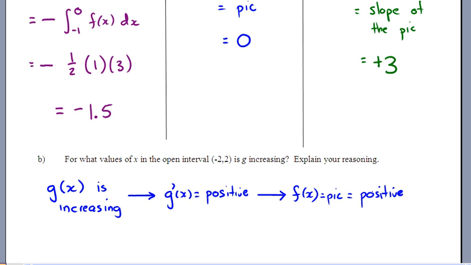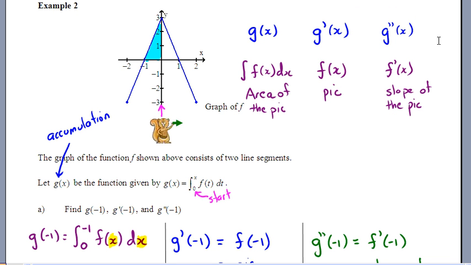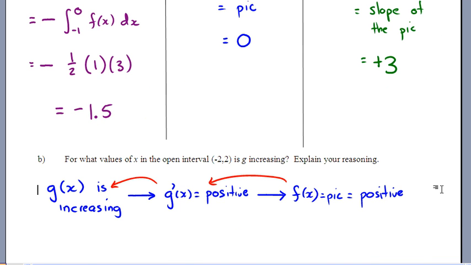If you ever find a spot in this picture where f is positive, technically the arrows go this way. If f is positive, g prime is positive, and that would mean that g is increasing. So looking back at the picture, when exactly is this function positive? It looks like in between -1 and 1. Now, it would be perfectly okay to say, here's my answer. It's going to be in between -1 and 1.